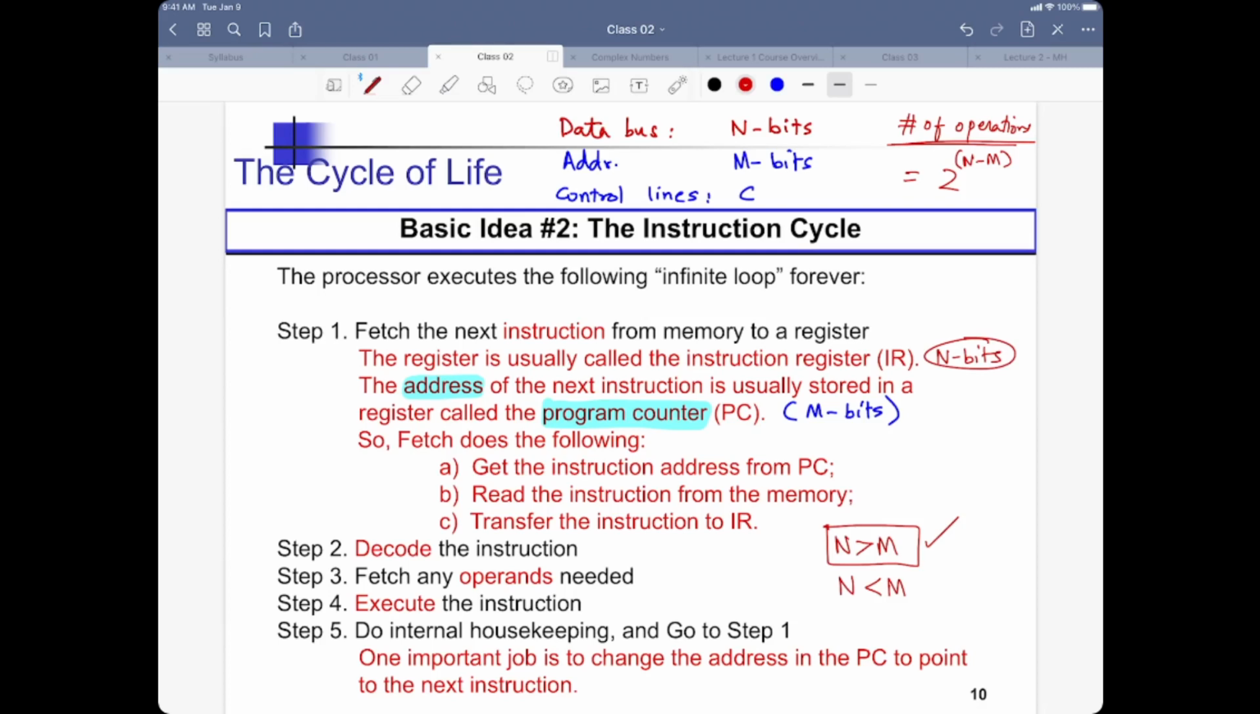Go read the memory. So initiate a memory read sequence. Get the data, which is right now an instruction, from the memory into the instruction register. So PC will have an address. Go read the memory for that address, for the contents at that address, and load those contents into the instruction register. Once things are ready in the instruction register, you have fetched the next instruction. Step number 1 is complete.